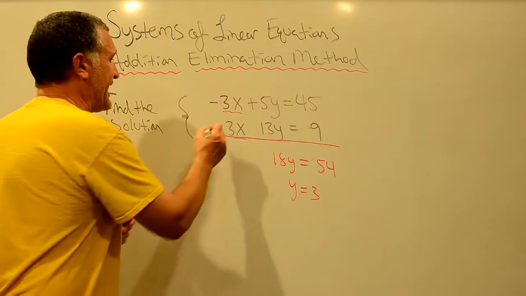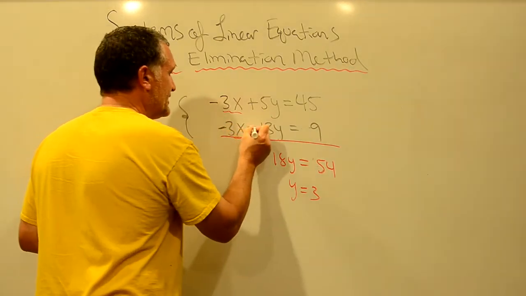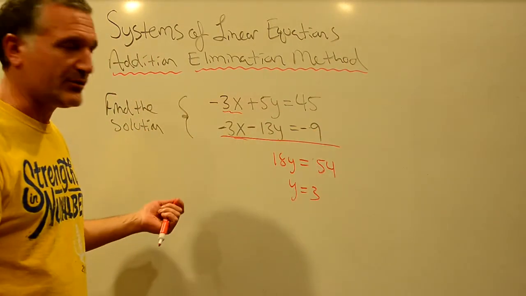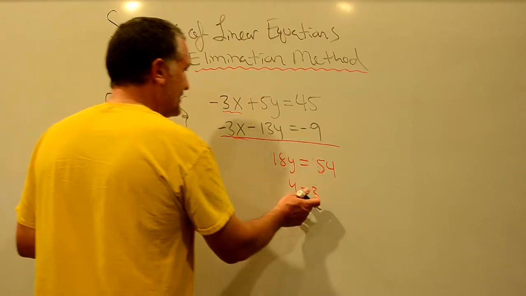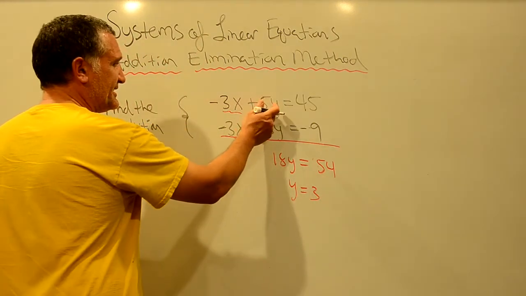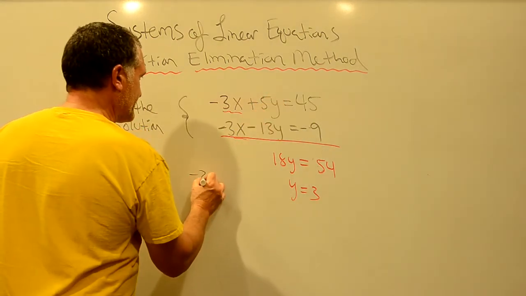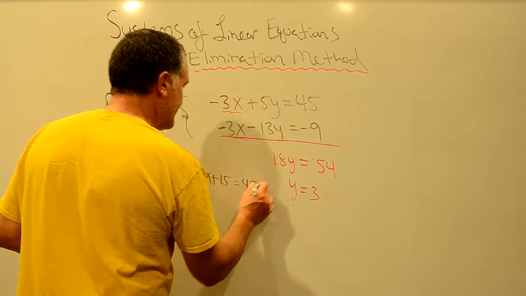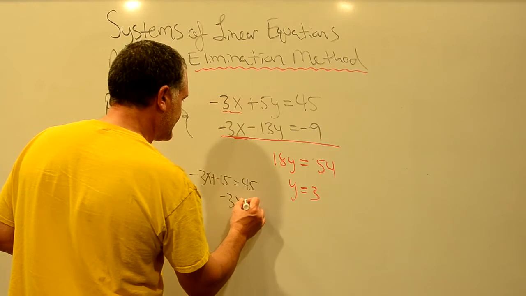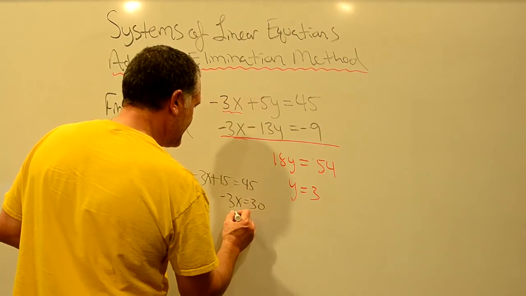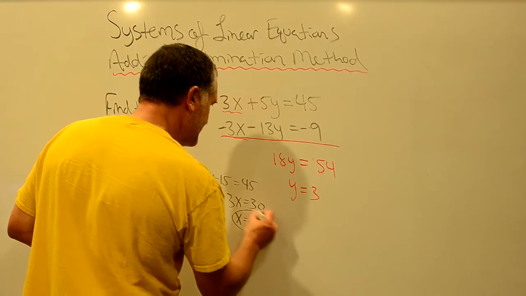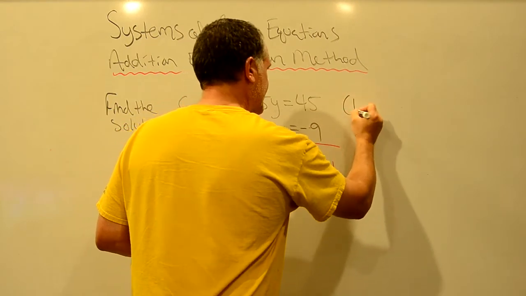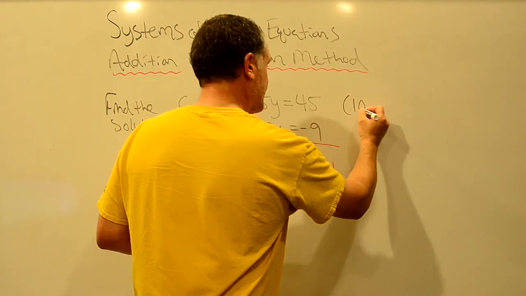Before I do that though, I want to put this back in its original form, so when I test it, I can test it as it was originally. I want to make sure that I always test my original, not something I manipulated. So I'm going to take y equals 3 and put it into this equation up here. That's negative 3 plus negative 3x plus 15 equals 45. Subtract 15 off both sides. Negative 3x equals 30. Divide both sides by negative 3, and x is equal to negative 10. So now I've got a potential solution that I'm going to check at (-10, 3).